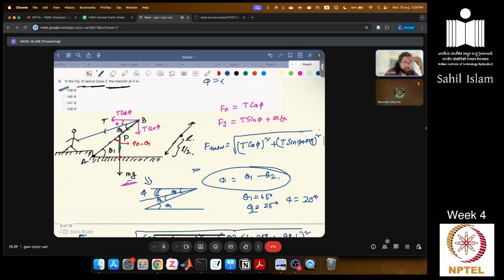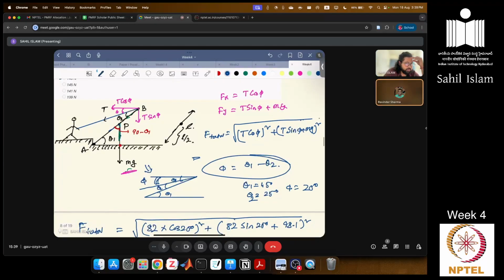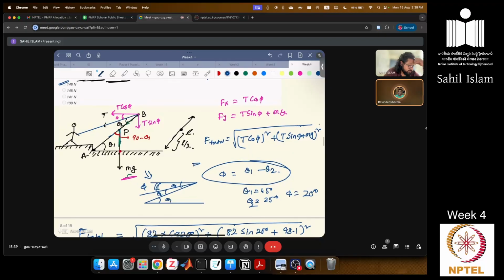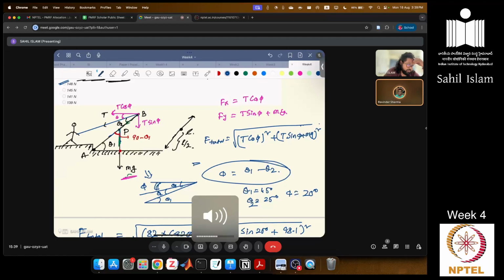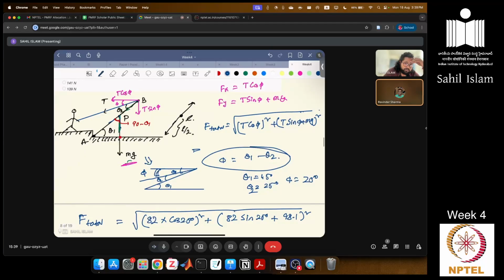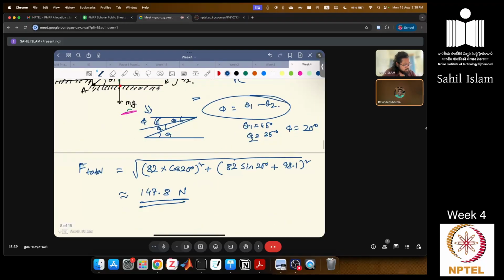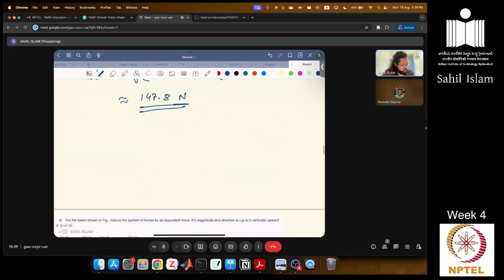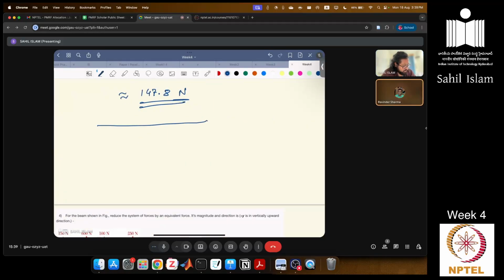Hello? Yes, sir. So any questions, or did I go too fast? Yes, sir. I am following this, but sir, there is somewhat confusion rising. You are saying that phi is equal to theta 1 minus theta 2. Theta 1 is this. So the whole can become theta 1. Yes, this is the alternate angle. So my drawing is not very good, I'll draw again.